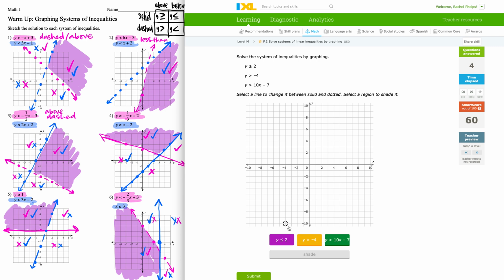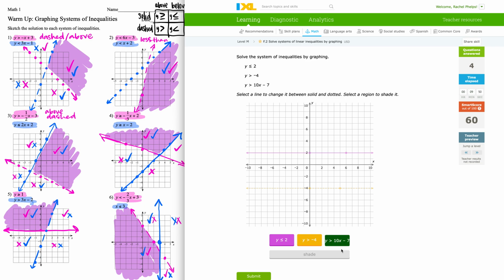First off, we've got y is less than or equal to 2. So we're here. It's solid. So that means we would be shading below. On the orange one, y is going to be greater than -4. That's dotted. So right now, if we're just thinking about these two, what's below purple and above yellow, orange? It's just this middle section right now.